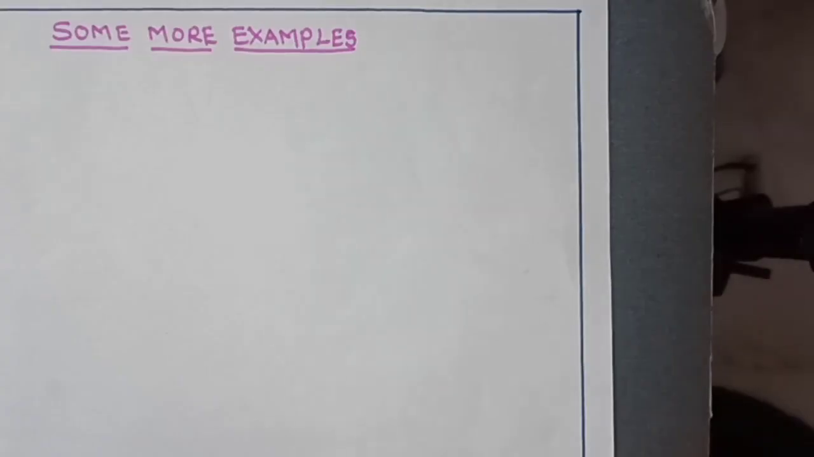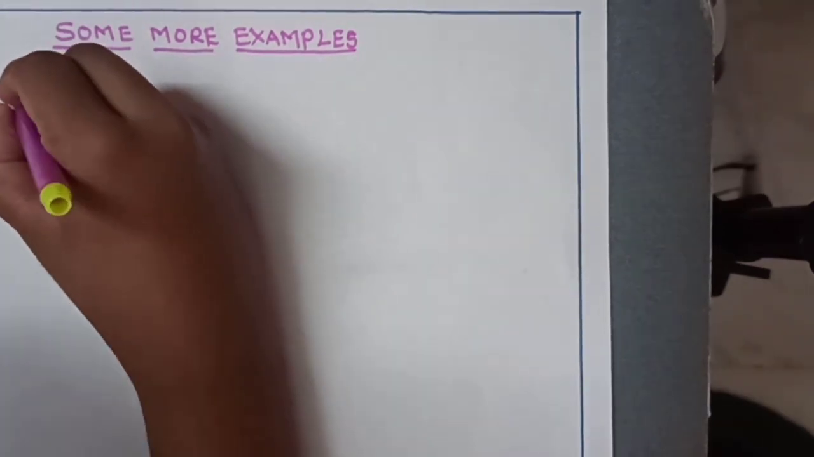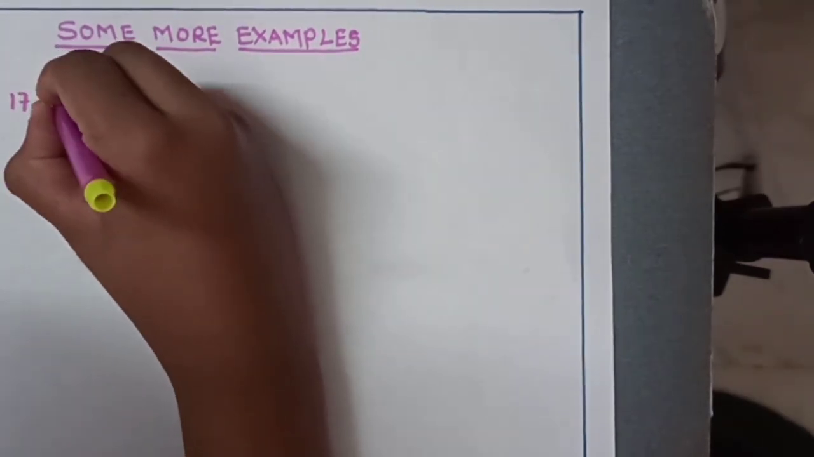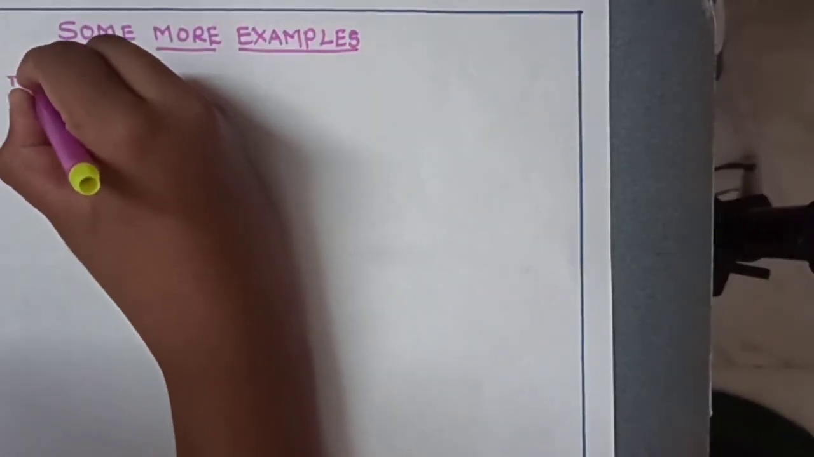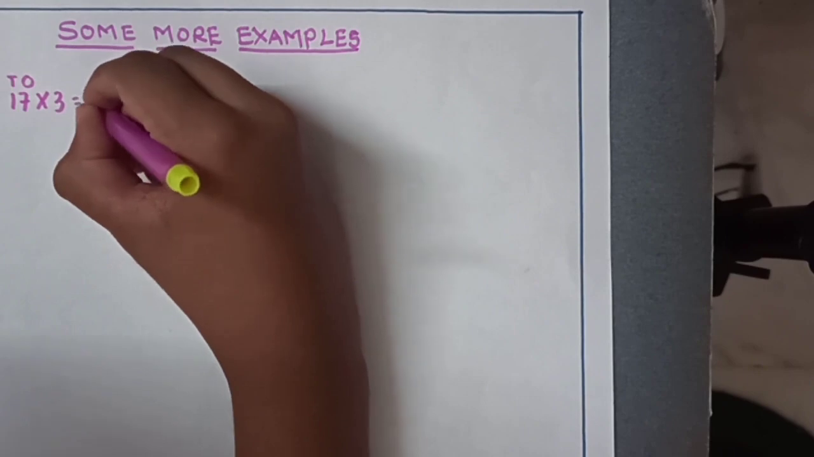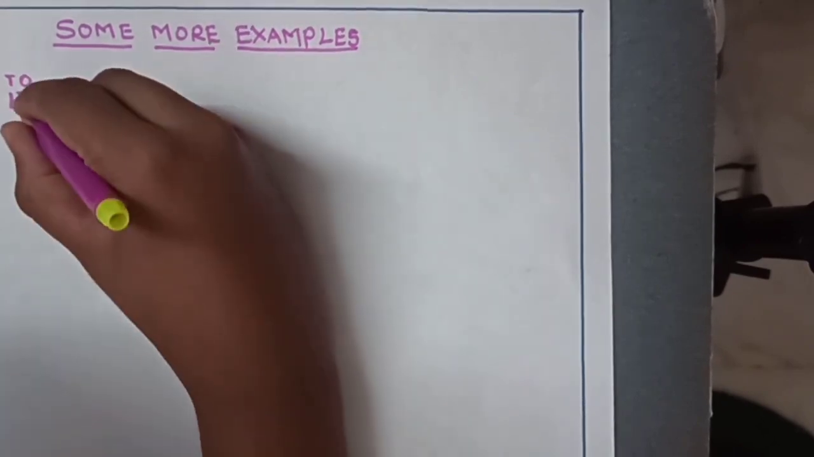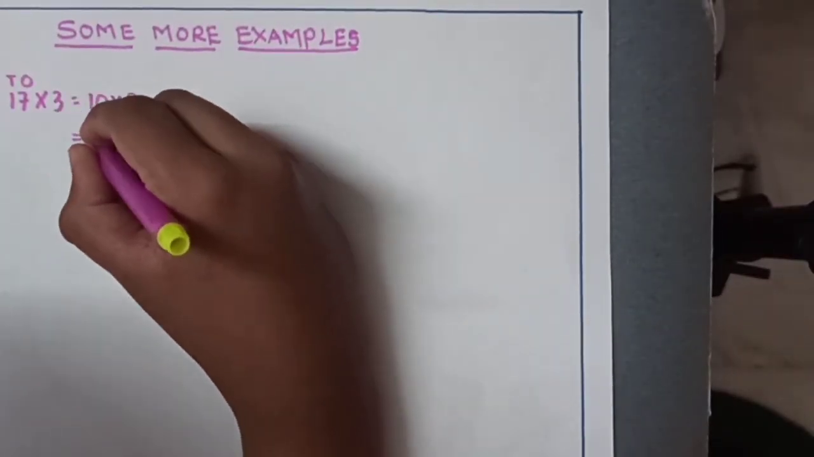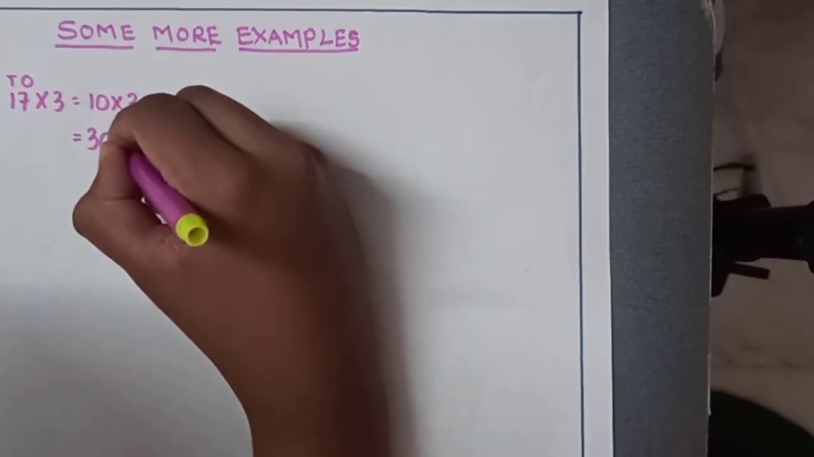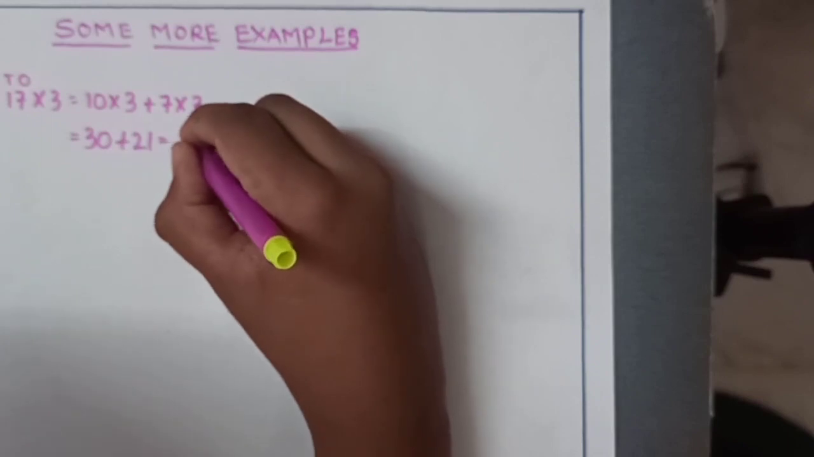Now friends, we have some more examples. First one, 17 into 3. The 1 is in the 10's place and the 7 is in the 1's place. So we have to write 1 as 10. 10 into 3 plus 7 into 3. So we have 30 plus 21. The answer we obtained is 51.